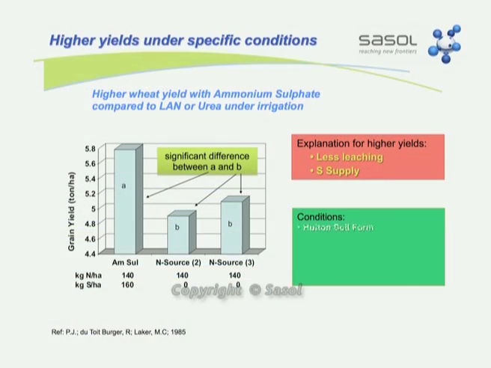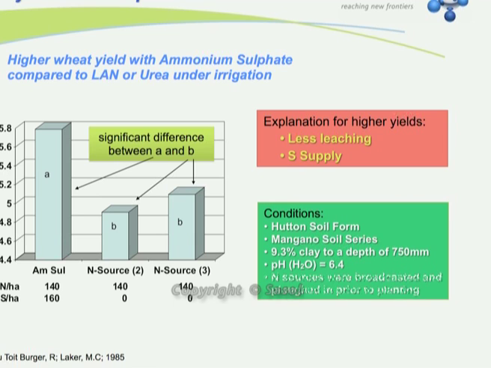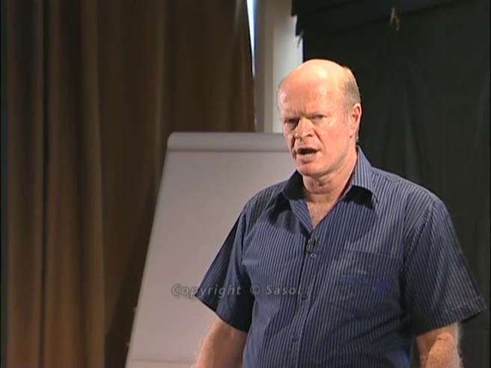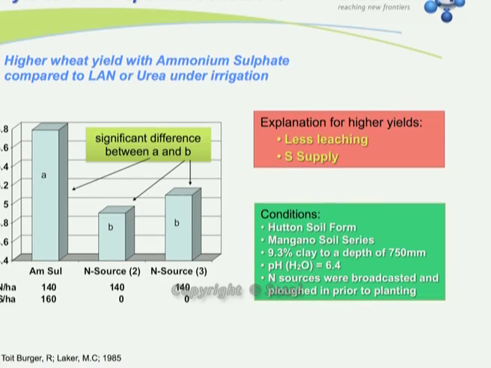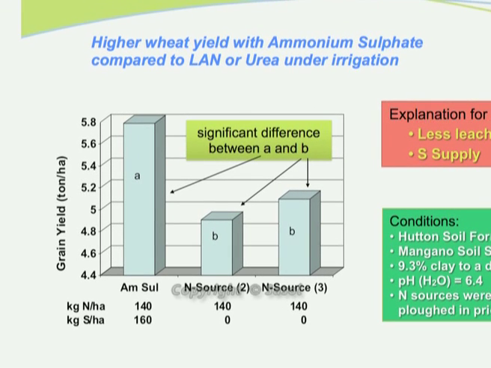Firstly, it's a Hutton soil, which was sandy, 9.3% clay to a depth of 750 millimeters, which means it's a well-drained soil. N sources were spread broadcast on the surface and soil incorporated, and then water was added under irrigation conditions. The results from these treatments were higher yields in the case of ammonium sulphate compared to either of the other two, namely LAN or urea.